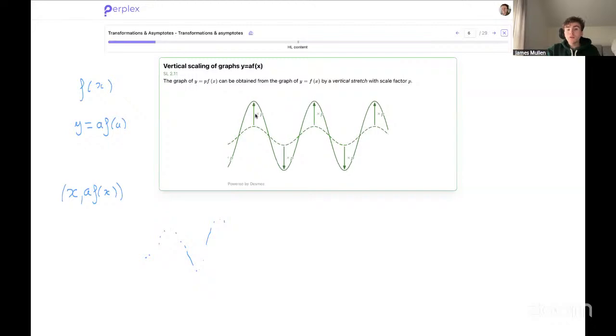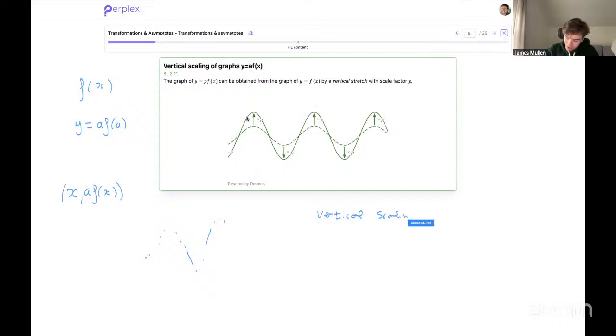Now, it's important to know that sometimes p can be less than 1, right? p can be like 1 over 2, which would be a compression. It would be kind of squeezing the graph back on itself. In IB, it's always safest to use the word vertical scaling by a factor of whatever it is. So that's what you should write if you're trying to describe the transformation on an exam. You should say a vertical scaling by factor p.